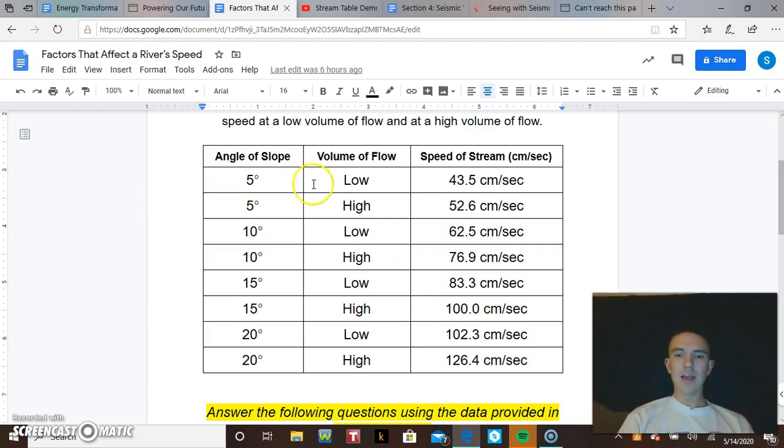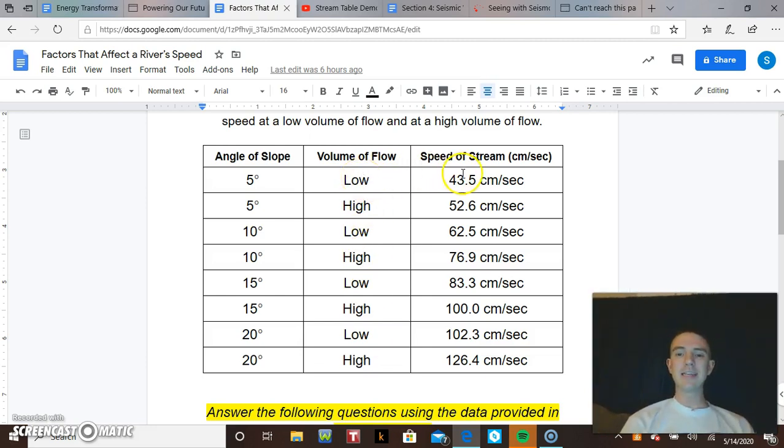So at 5 degrees, the volume of flow is low, which means that we let out a little bit of water. We do the same thing again at 5 degrees, but now we release a larger amount of water per second. That's what we mean by low flow and high flow. So you see the angle of slope here, 5 degrees, 10, 15, and 20, at low and high flow.